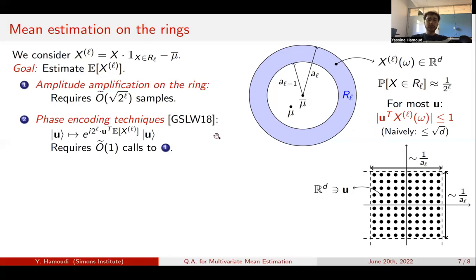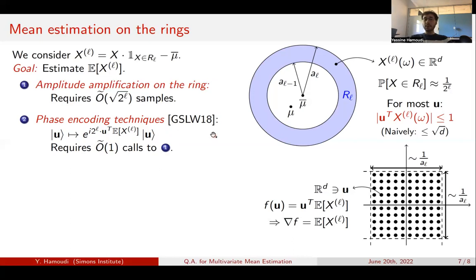More precisely, I won't go into too much detail, but what we can obtain is a unitary operator that will map each point of the grid to the same point, but with a phase that encodes the inner product between U and the expectation of XL. And this phase encoding can be implemented in a very efficient way because it will require a constant number of calls to the subroutine constructed at the first step.